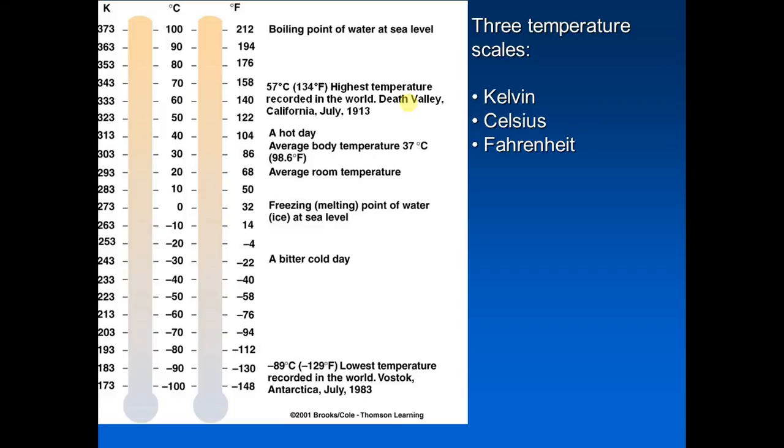Okay. The freezing point of water at sea level is 32 degrees Fahrenheit, 0 degrees Celsius. We all know that probably. San Jose, several nights a year in the wintertime, will get below this value. Sometimes some years more than others. Here's a bitter cold day, around minus 15 degrees Fahrenheit.